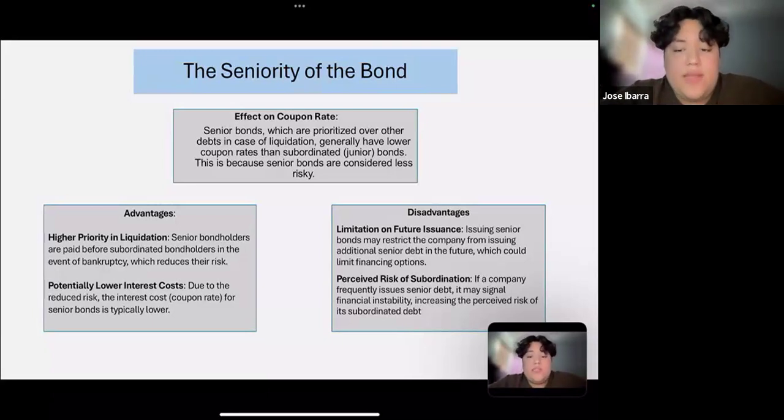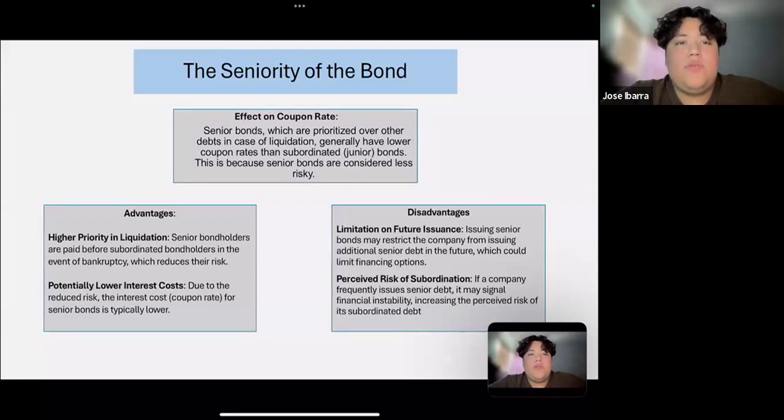So moving on to disadvantages, limitation on future issuance. Issuing senior bonds may restrict the company from issuing additional senior debt in the future, which could limit any financing options. This limitation can constrain the company and its ability to raise any additional funds through senior debt if needed.